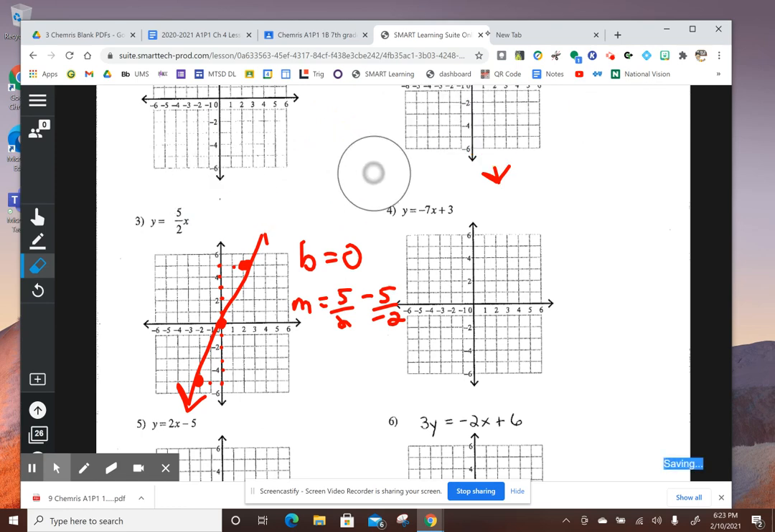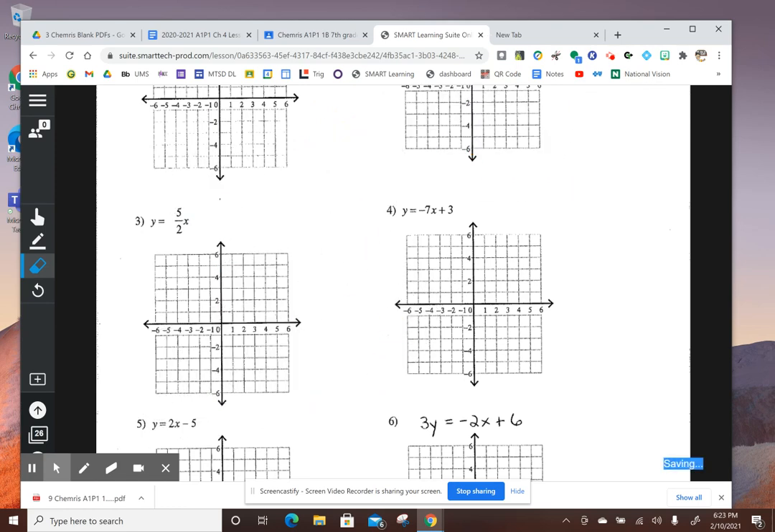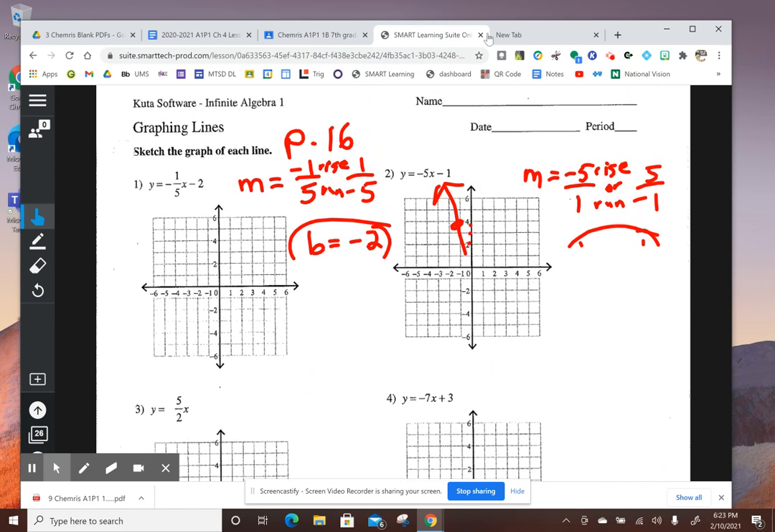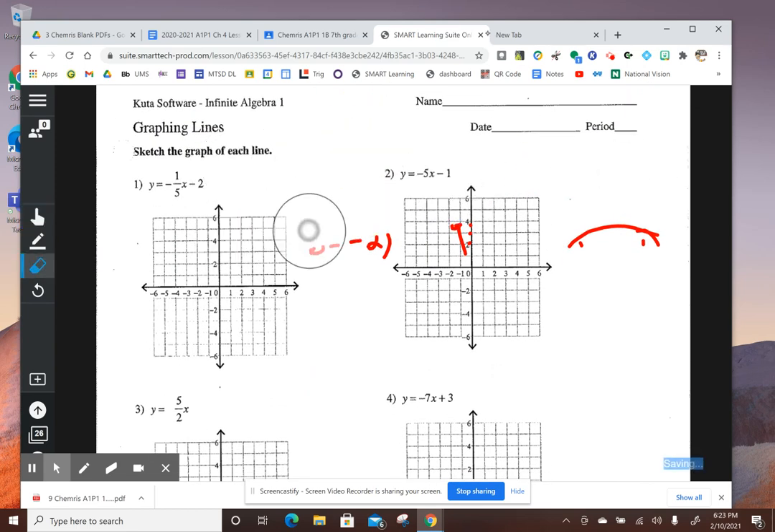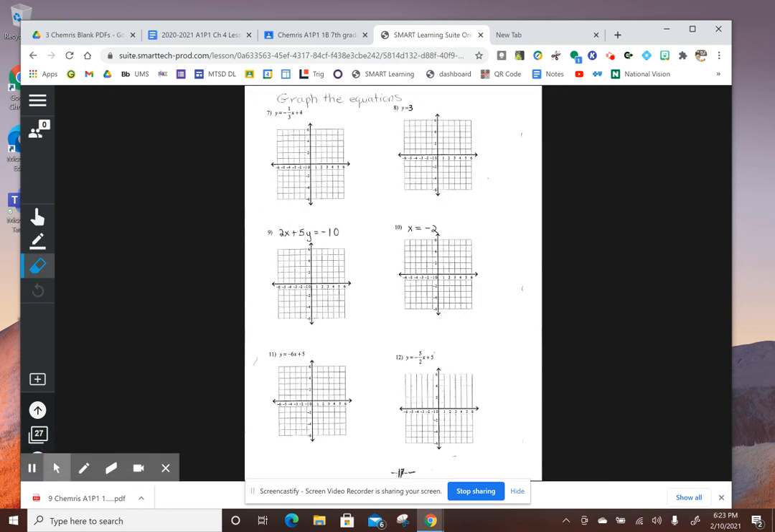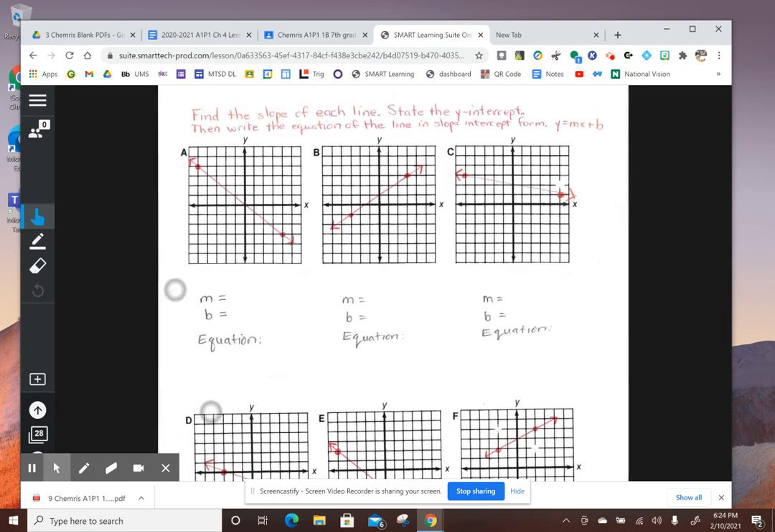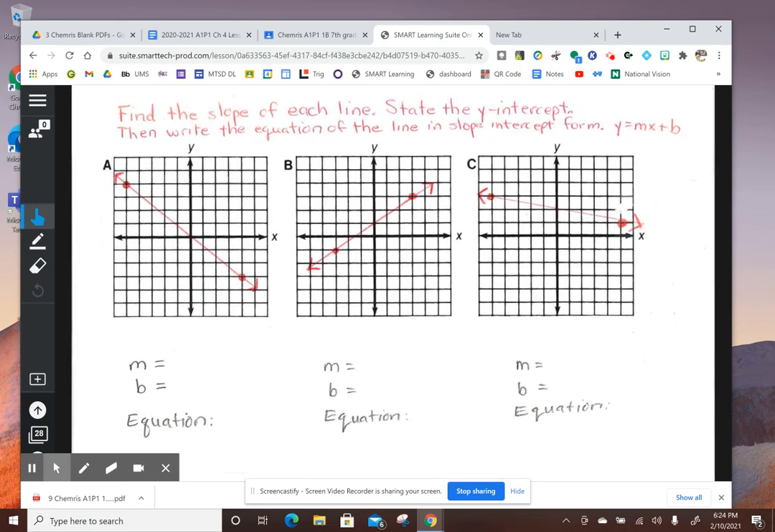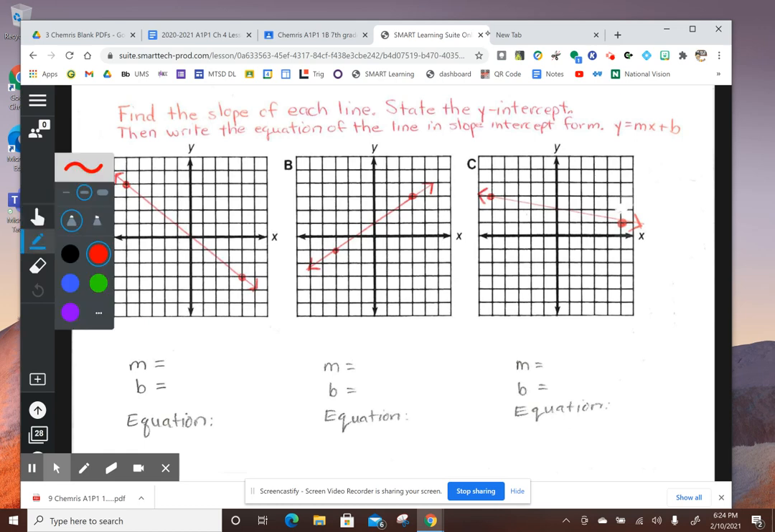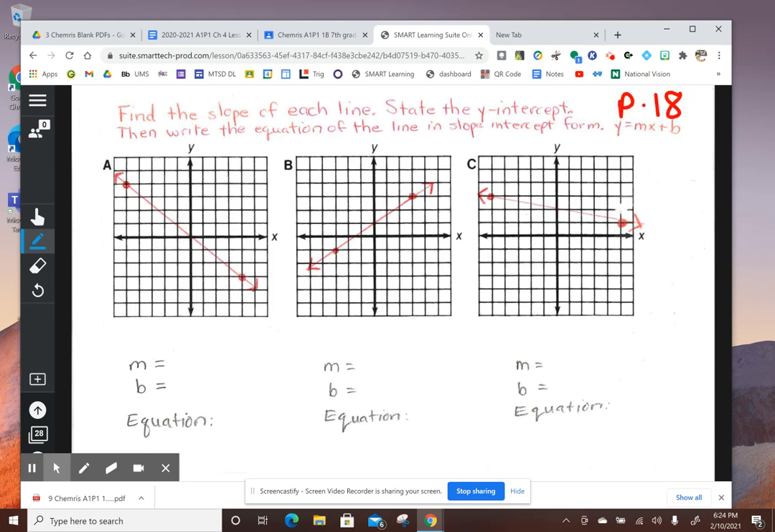Okay, now after you do through 12, and then we turn the page again, let's look at this. This is a little different. We're on page 18. And on page 18, we're going to find the slope of each line and state the y-intercept.